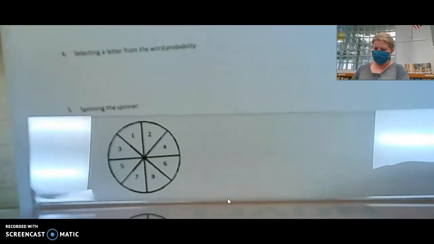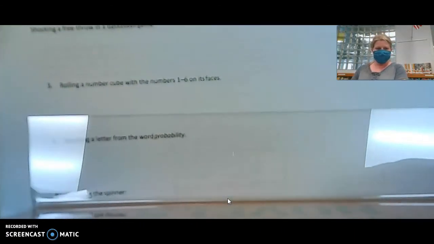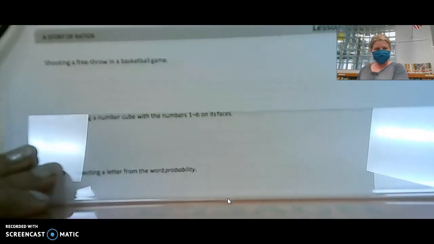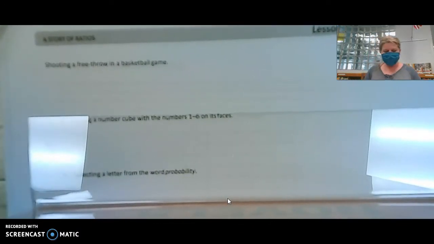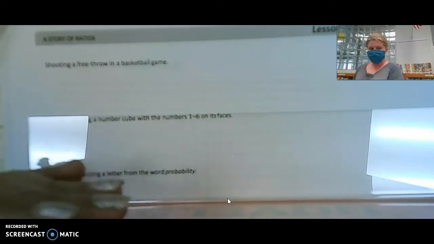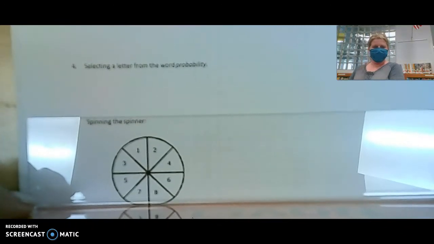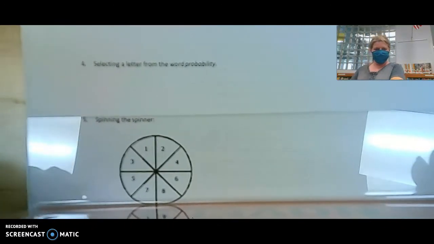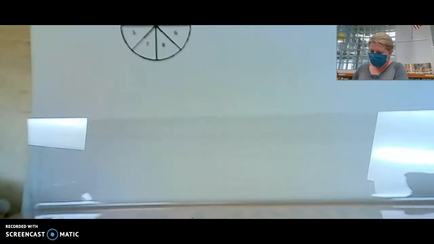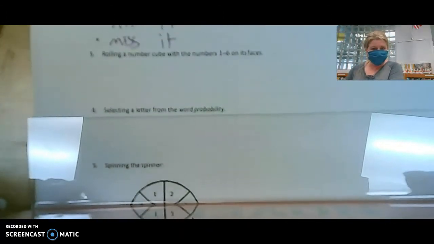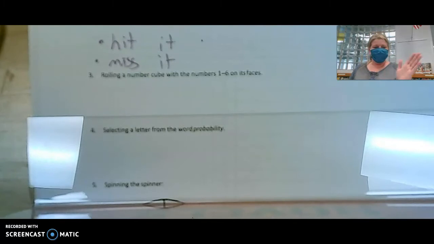Now this one somehow lost its number, but we can still do it. We're shooting a free throw in a basketball game, so there's only 2 outcomes. You either hit it or you miss it. Okay, so I'm going to let you take a moment and do the next 3 on your own, and go ahead and pause the video, do those 3, and then check back in.